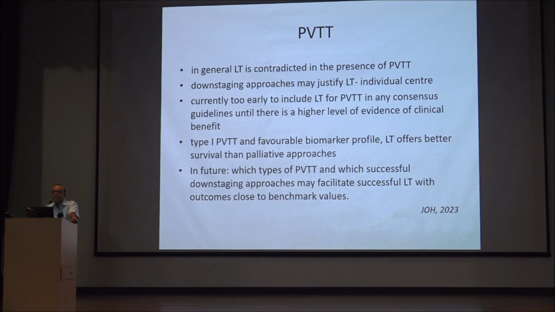Currently, it's too early to include liver transplantation for portal vein tumor thrombus in any consensus guideline because there is no high quality data. Type 1 portal vein tumor thrombus may have a favorable biomarker profile. LT offers better survival than palliative approaches, but definitely with future data, it will become clear which type of PVTT, 1, 2 versus 3, 4, and which successful downstaging approaches may facilitate successful transplant.